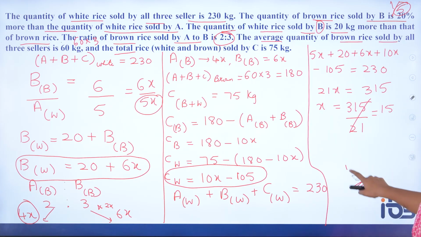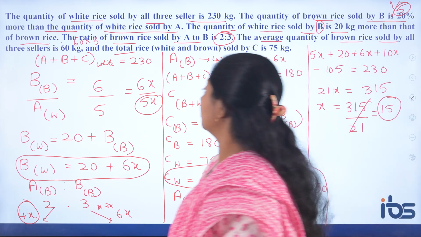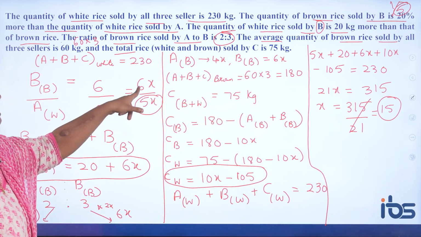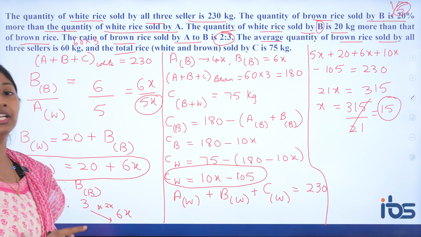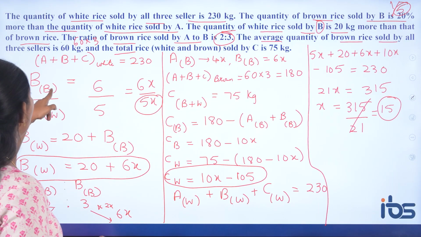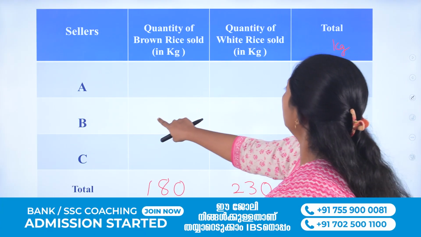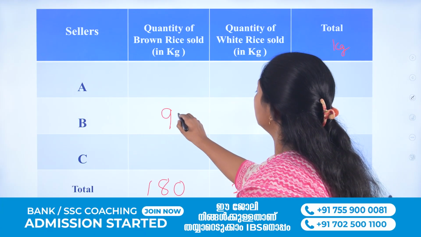We have got X as 15. Now just substitute the value of 15, and you will get all the values. From this, B is 6 into 15. 15 into 6 means 90. So what is 90? B brown is 90.